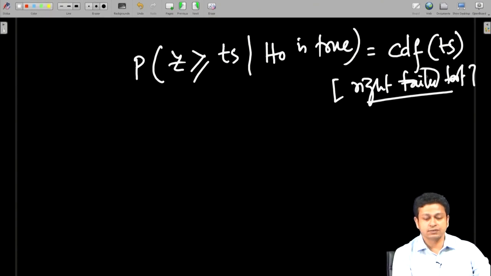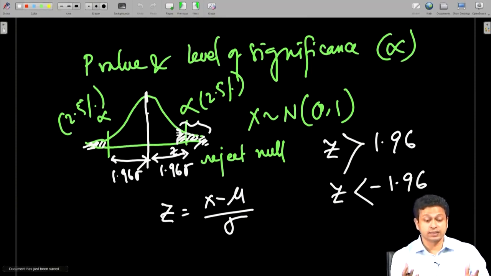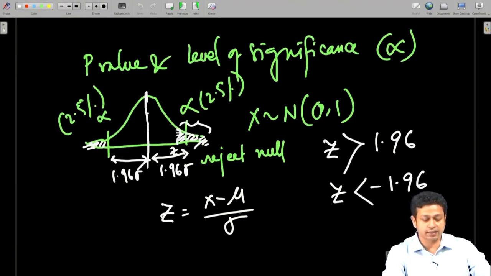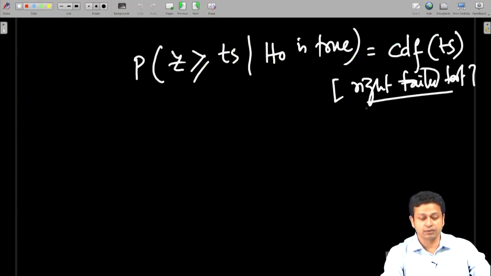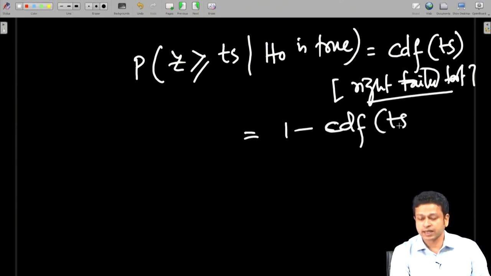So, I am assuming H naught is true, that the sample is actually drawn from the true population, and only with this assumption can I estimate the area under this curve. The area under the curve gives me the p value, whereas for a left tail test it will be 1 minus CDF for the test statistic. So, it is quite obvious.